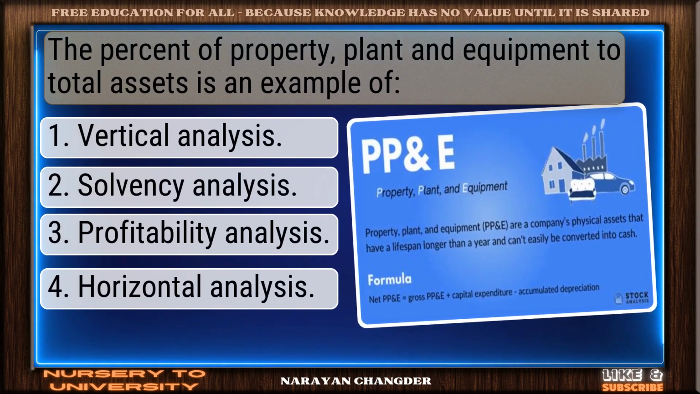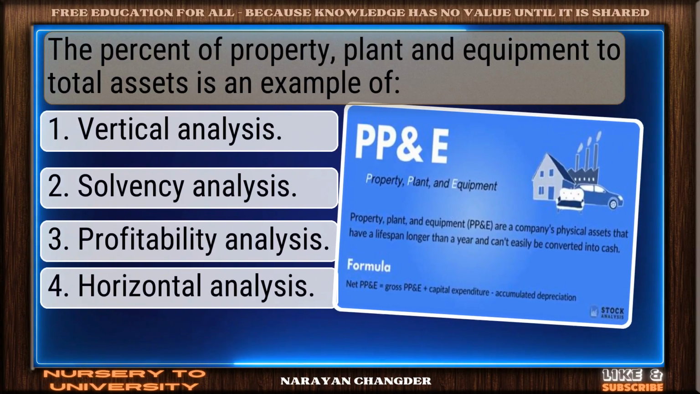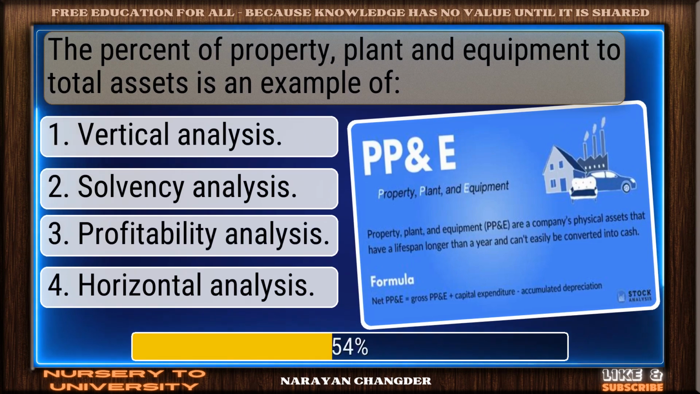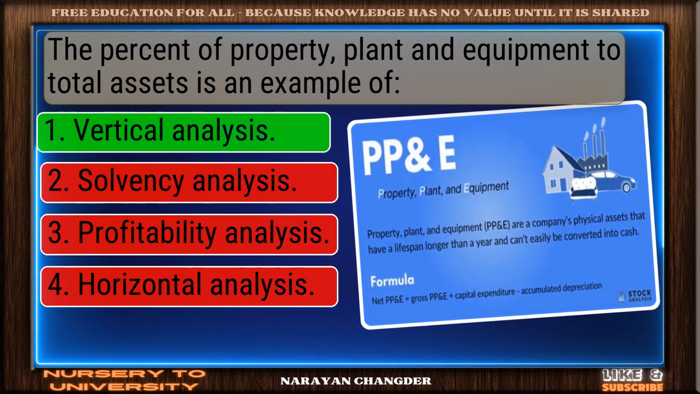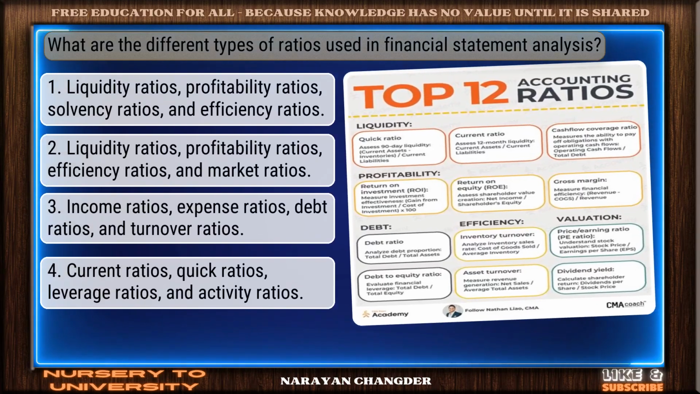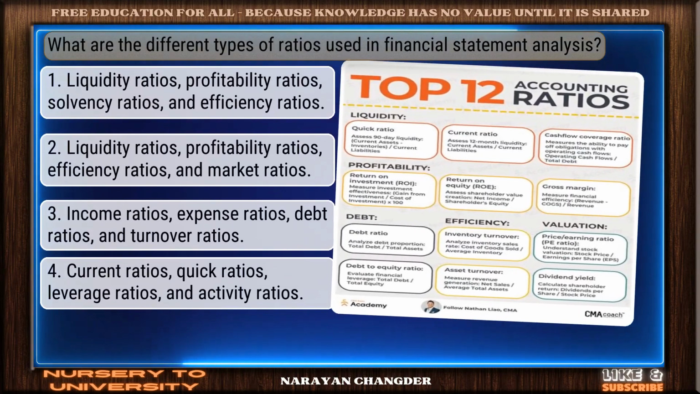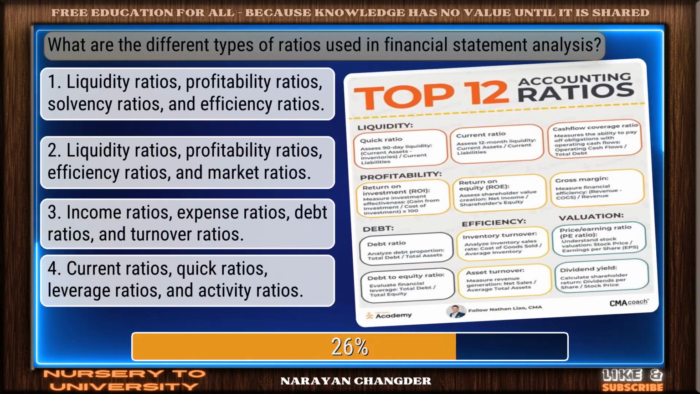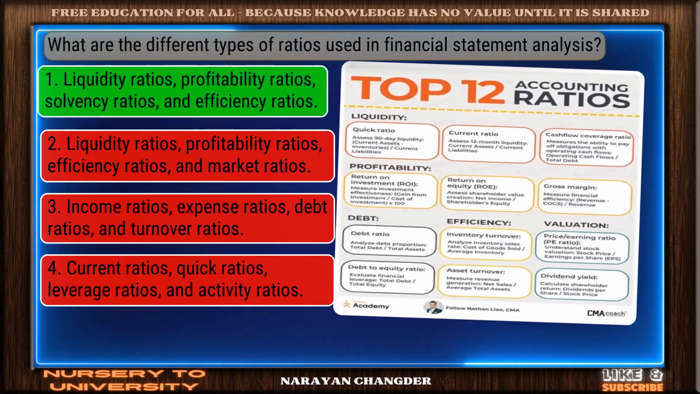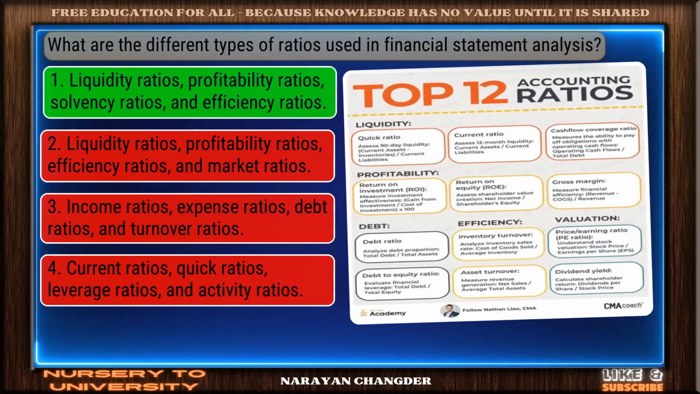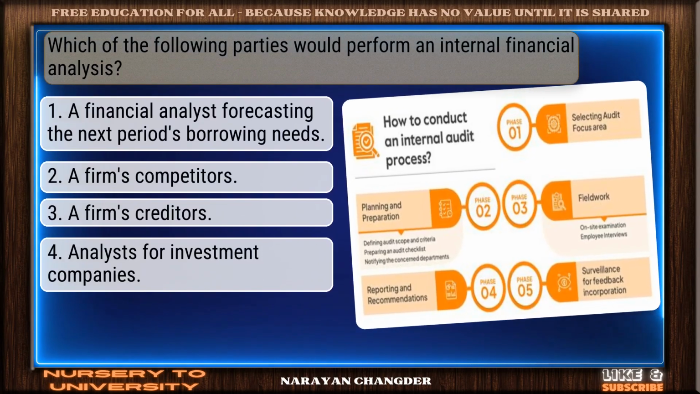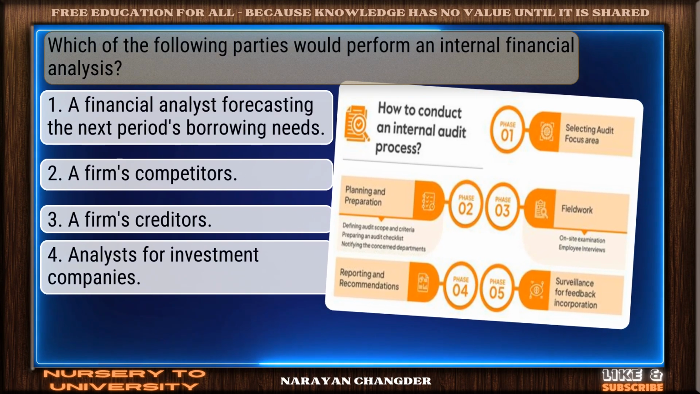The percent of property, plant and equipment to total assets is an example of. Nicely done. Vertical analysis is a solid answer. What are the different types of ratios used in financial statement analysis? Good job. Your answer: liquidity ratios, profitability ratios, solvency ratios, and efficiency ratios works well here. Which of the following parties would perform an internal financial analysis?